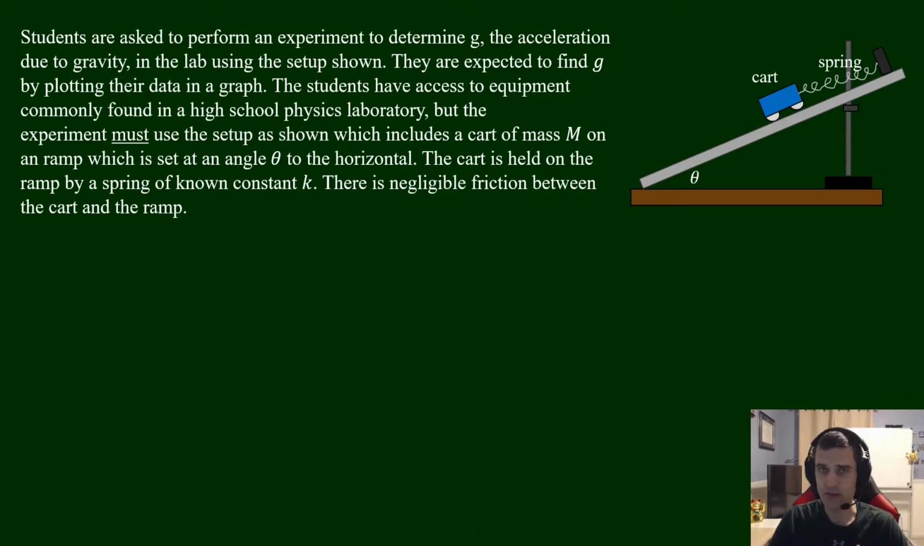Okay, so this is a sample question that deals with setting up an experiment. This experiment is a weird one to find g, the acceleration due to gravity. What we have here is a cart placed on an incline. I'm assuming it's frictionless because it didn't say it has friction on it.